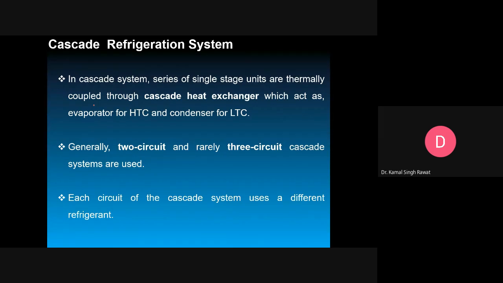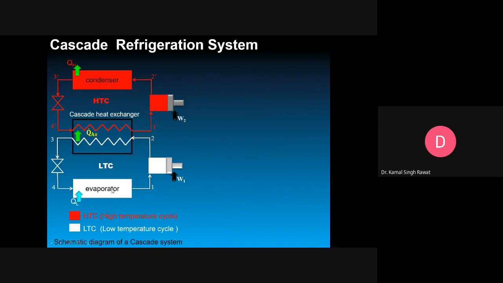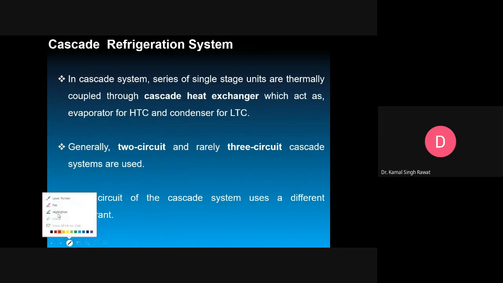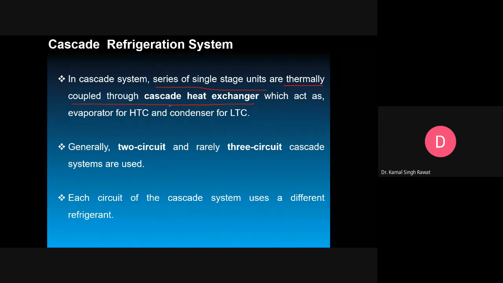So we will use a series of single stage units, which are thermally coupled through a cascade heat exchanger. And this cascade heat exchanger is used to couple two single stage units.